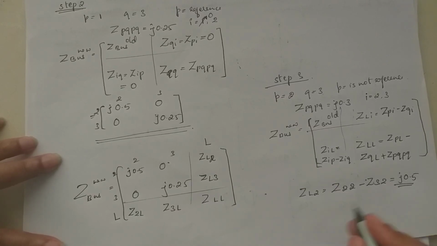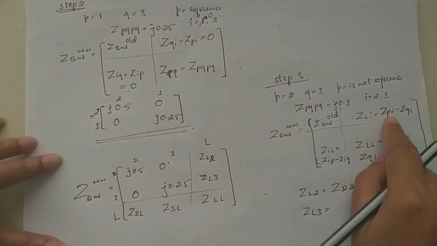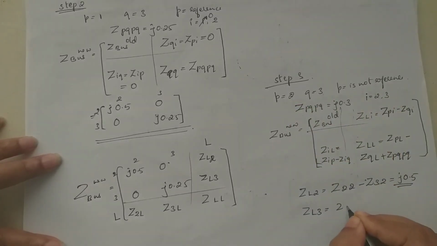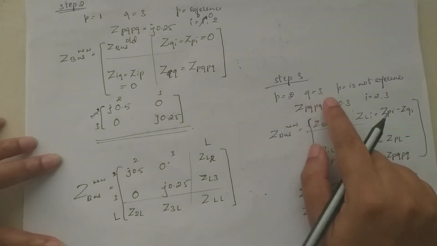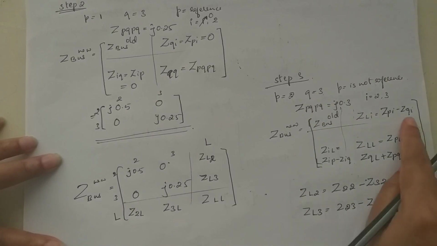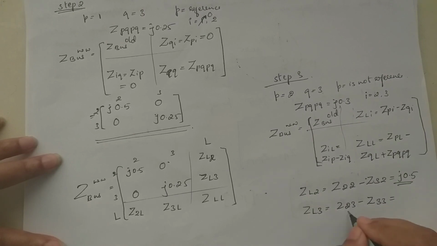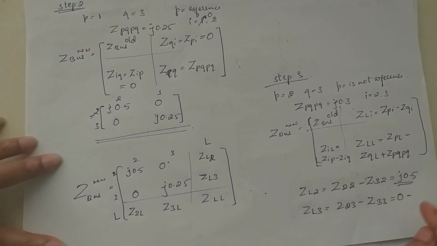j.5 only. Similarly, ZL3 is equal to ZPI. Let us take I equal to 3 and Q equal to 3, so ZQI becomes Z33. ZL3 is equal to Z23, which is 0, minus Z33, which is j.25. The answer is minus j.25.